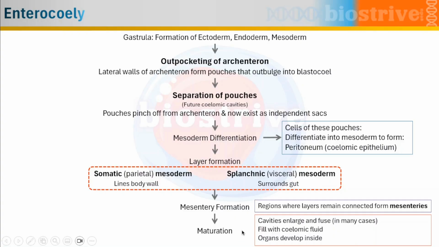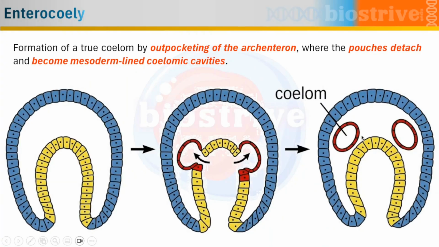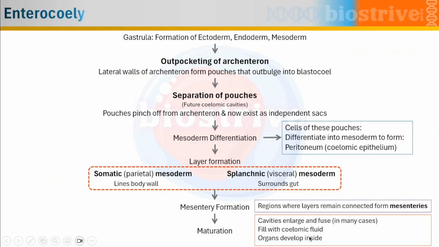The cavities will enlarge. Multiple cavities may fuse to form a single cavity in many cases, and there will be filling of this cavity with coelomic fluid. There will be addition of coelomocytes into this coelomic fluid. Organs will start to develop inside this cavity. These are the outpockets. Outpockets have started to pinch off. Now these endodermal cells will mature into mesodermal cells, and after that multiple cavities may fuse together. There is formation of the splanchnic layer from inside, and the outer layer will form the somatic mesoderm. Finally there will be maturing of these small pockets or one large cavity, we can say, where the fluid will rush in. There will be development of proper organs.